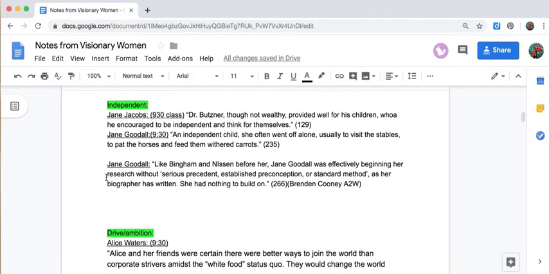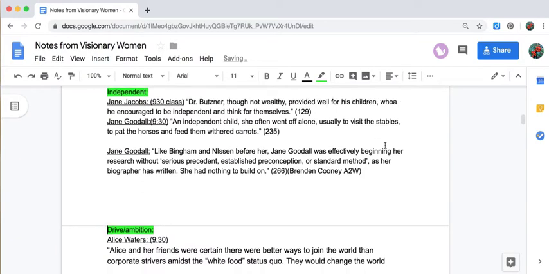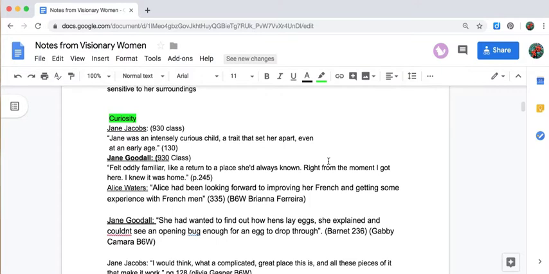And if you're not familiar, most of you probably have used Google Docs, but for any of you who haven't, Google Docs saves automatically, so you don't have to worry about that. And so we can put a page break here. I'm not going to go through and do it all. Okay, and so within each page, you're going to have sections for the women, and what you're trying to do with these is to collect up evidence that supports the idea that Jane Jacobs, for example, was a curious woman.